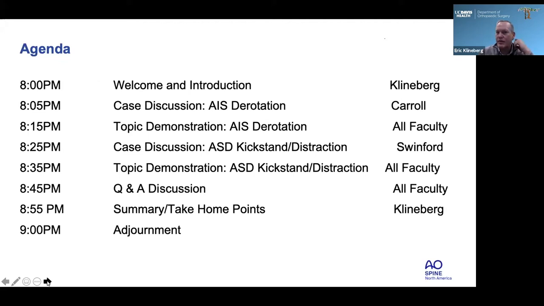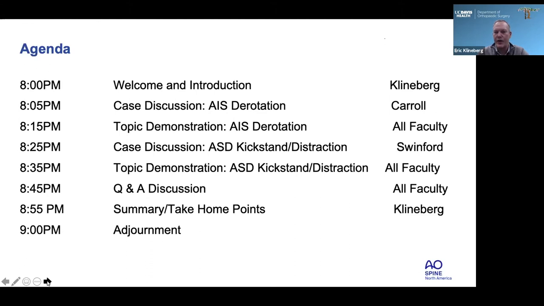This is our agenda for tonight. We're going to just say hello to one another. We're going to go through a case and then look at some AIS derotation techniques. And then have a little bit of a discussion, and then same thing for adult deformity kickstand distraction techniques.